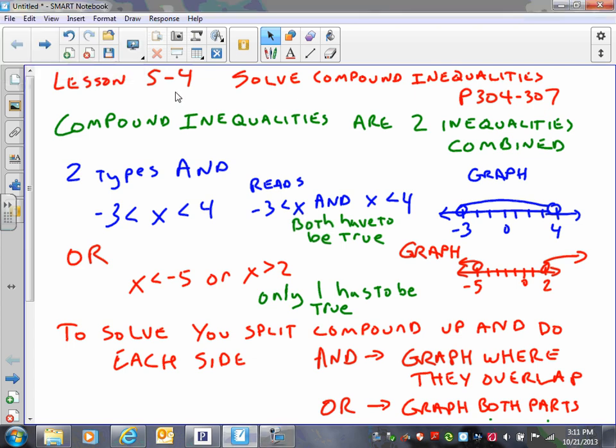This is Mr. Hanna with Lesson 5.4, Solving Compound Inequalities, which is on page 304 to 307. Compound inequalities are two inequalities that are combined.